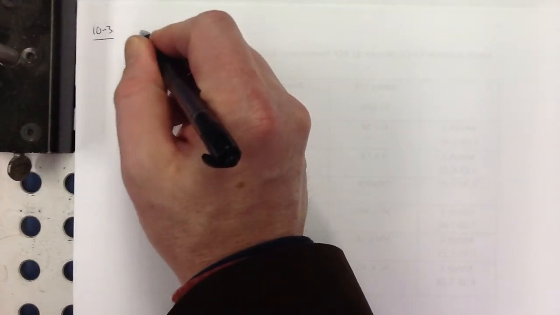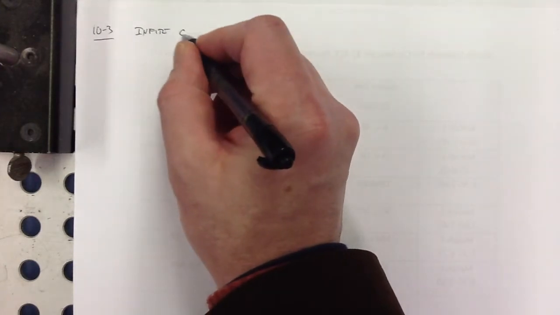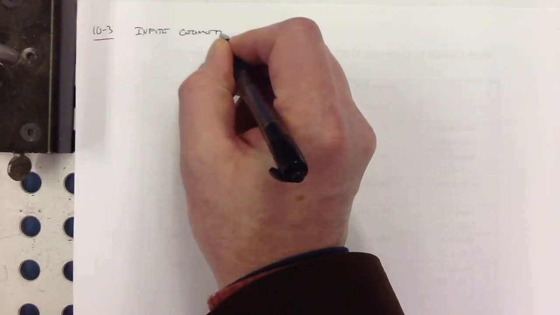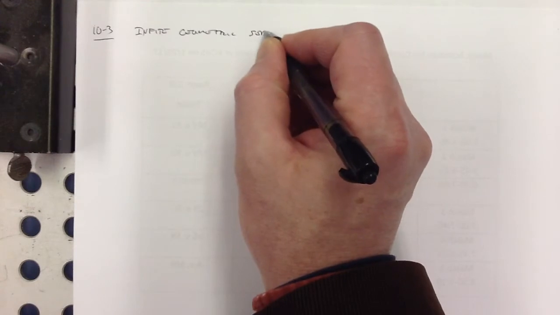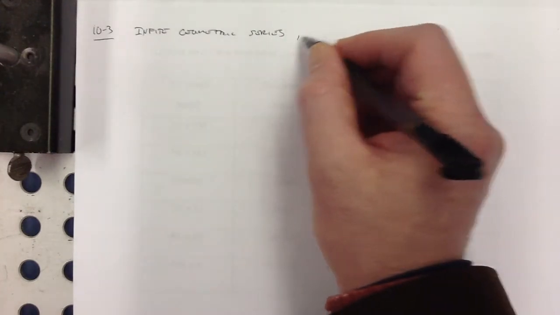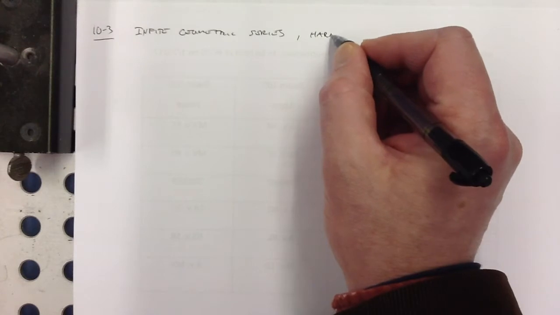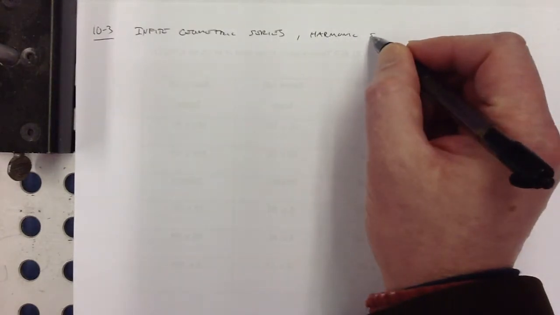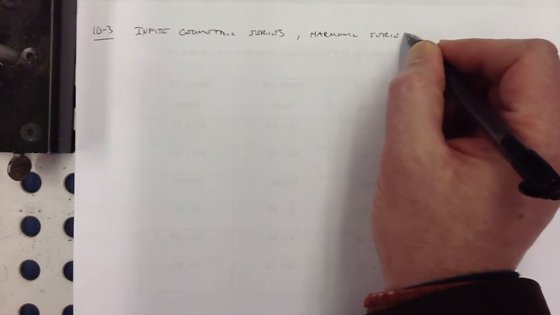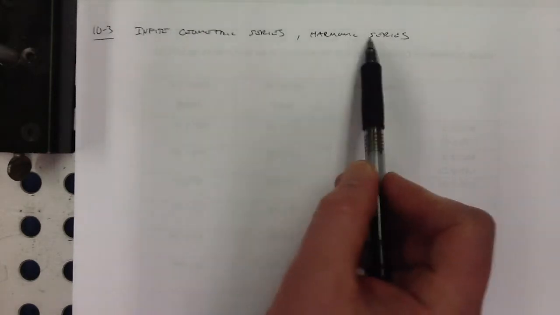In section 10.3, the things that we are most interested in, there are two. We're interested in infinite geometric series and also in what is called the harmonic series. In the book, this section is titled Infinite Series, but I'm going to be a little more specific because we're specifically interested in these two things.